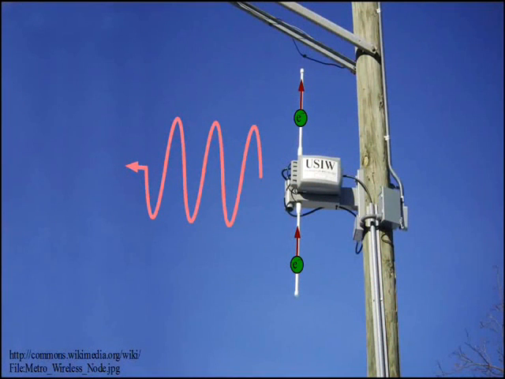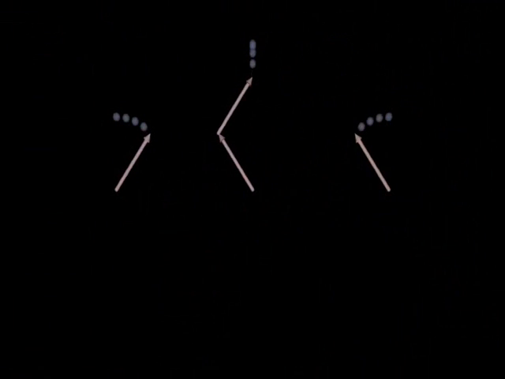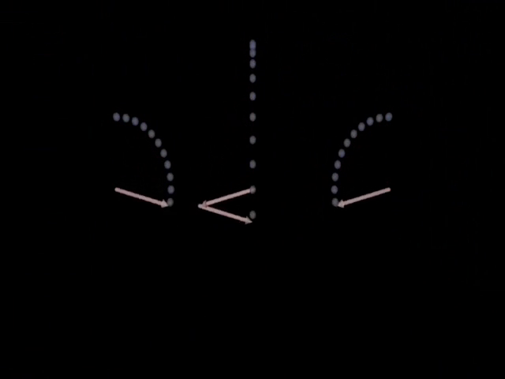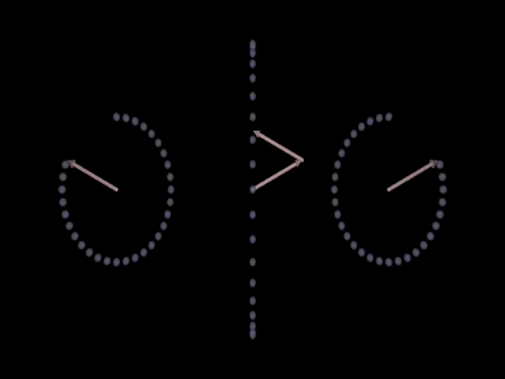But what about linear polarization? We use that all the time in radio systems. How do we get linear polarization if photons are circularly polarized? Well, we've already seen that a vertically polarized field can be formed by the superposition of left and right-hand circularly polarized fields. But what does this mean in terms of photons?